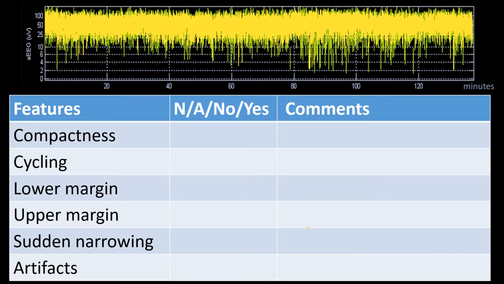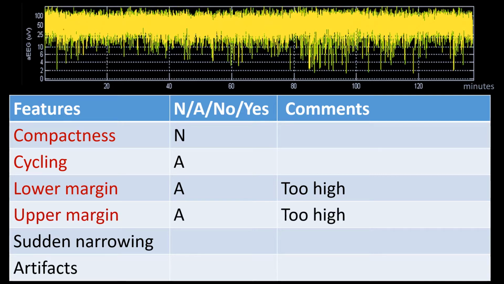Each item will be considered individually. Compactness is normal. Cycling is absent. The lower margin is too high. The upper limit of the lower margin in a normal full-term neonate is 8 microvolts, and in this case it is close to 20 microvolts.